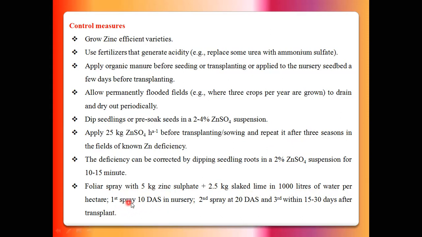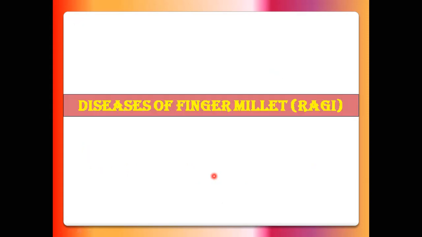The first spray should be applied 10 days after sowing in the nursery bed area. The second spray should be applied 20 days after sowing, and the third within 15 to 30 days after transplanting. In this way, you can manage the disease in the rice crop.